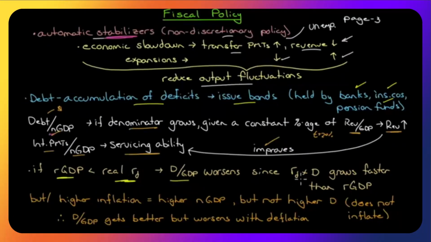It worsens since, if you take the real interest rate times the amount of debt, this amount will grow faster than what real GDP will be growing by. And if you're using debt to finance or to roll over your debt, which governments typically do, the amount of debt will grow faster than GDP.